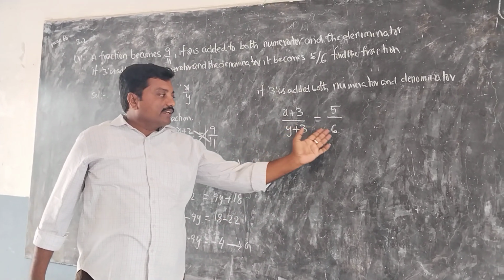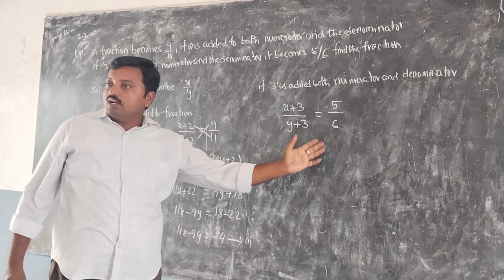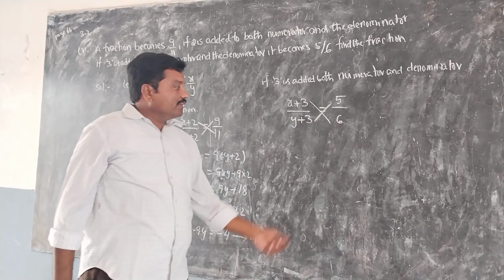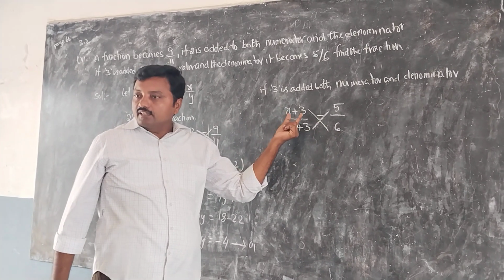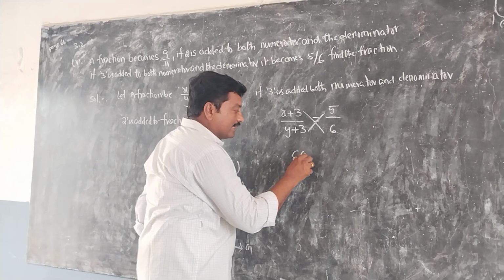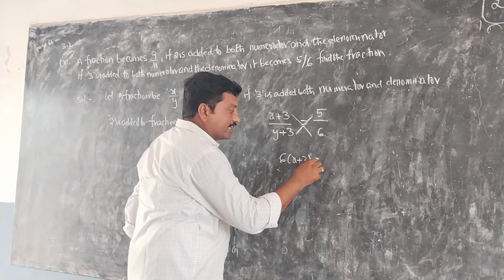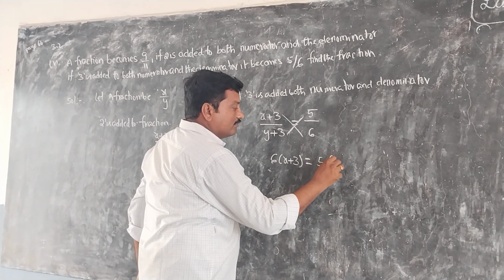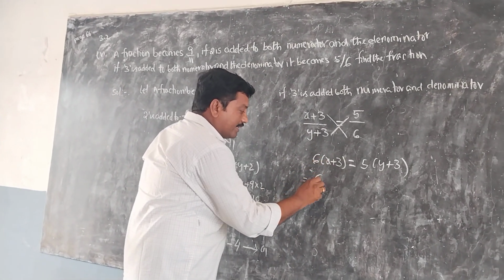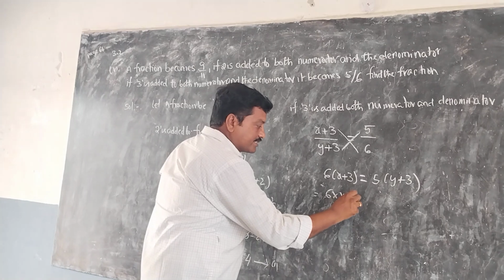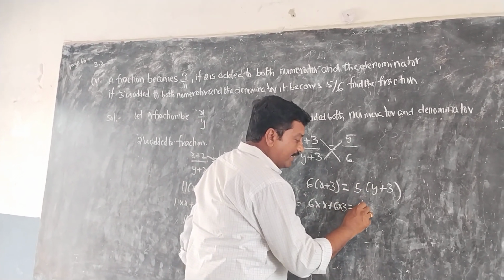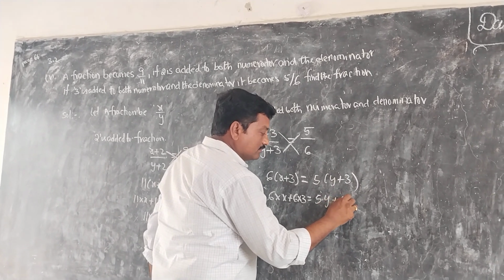Both the left hand side and right hand side are fractions. We do the cross multiplication. When we apply the cross multiplication, what happened? 6 into x plus 3 is equal to 5 into y plus 3. So 6 into x plus 6 into 3 is equal to 5 into y plus 5 into 3.